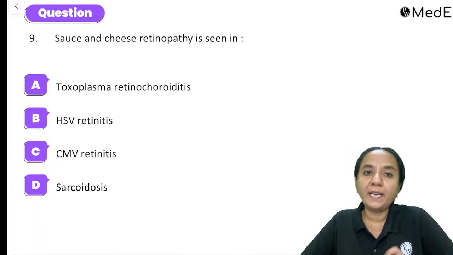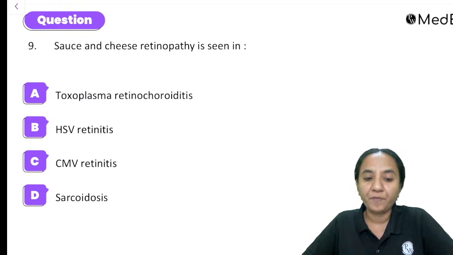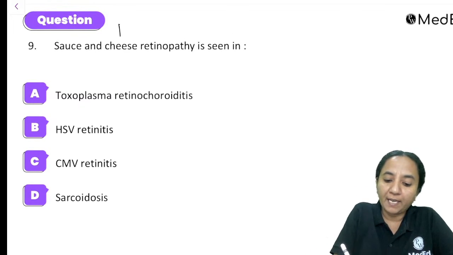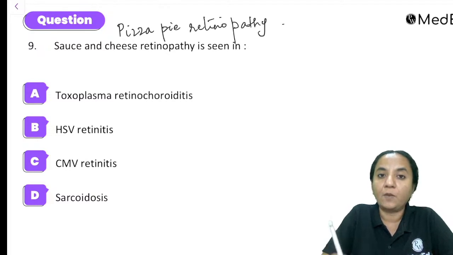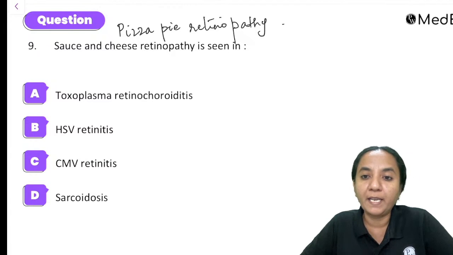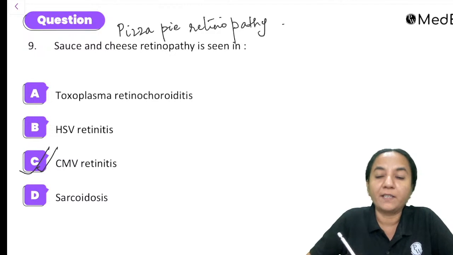Where do we get to see sauce and cheese retinopathy? Sauce and cheese retinopathy, the other name for this is pizza pie retinopathy. So sauce and cheese retinopathy or pizza pie retinopathy, this is typically seen where? This is typically the appearance of the retina that you get to see in cytomegalovirus retinitis.